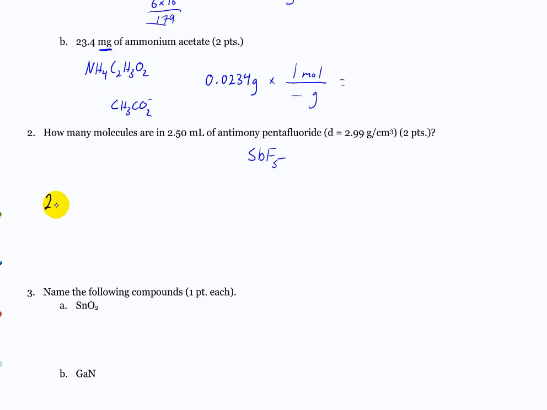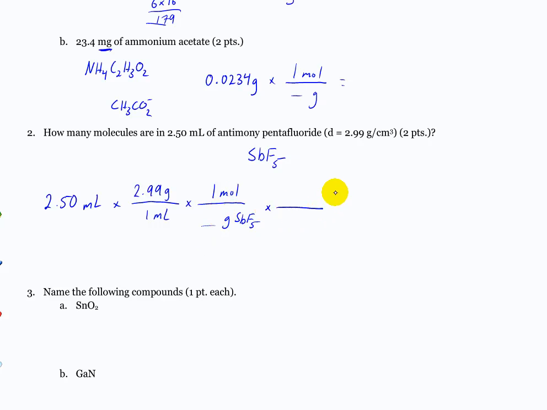So we can set up a big string of these things again. We can say 2.50 ml times 2.99 grams per 1 ml, or cubic centimeter, that's the density. That's going to give us grams. Then to get moles, we're going to divide by the molar mass of antimony pentafluoride. Anybody know that offhand or calculate it? That's okay, you know what it is.